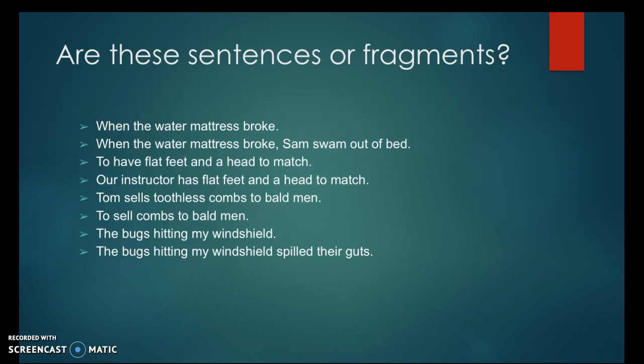And then the last two sentences, again, we have a subject and an -ing verb, so we need to add something to that. "The bugs hitting my windshield." We want to know what happens because of that. We could change this one by just taking out the -ing, so "the bugs hit my windshield," if that's a statement, that would work. The way that it's been fixed, though, they add to the end, "the bugs hitting my windshield spilled their guts," this time "spilled" being the verb.